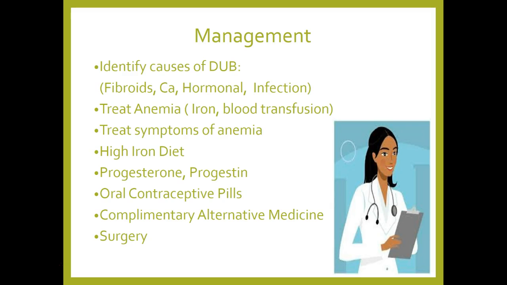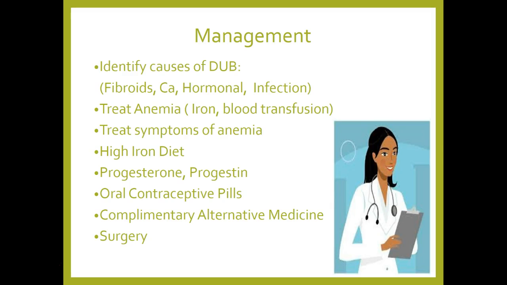How do we manage this problem? Well, it depends on what the cause of the dysfunctional uterine bleeding is. If we identify a secondary cause, such as a fibroid, cancer, or infection, then we want to treat those things with possible surgery or with medications. We want to treat any kind of anemia that has occurred because of the dysfunctional uterine bleeding. We want to treat symptoms of anemia if the person has that. Helping them with a high-iron diet is one way to do that.